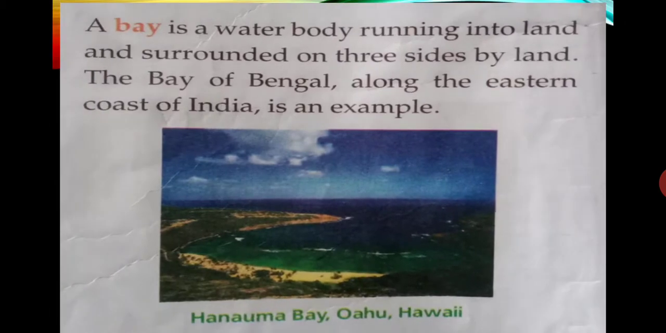A bay is a water body running into the land and surrounded on three sides by land. What is a bay? A part of the coast where the land goes in to form a curve. For example, Bay of Bengal.